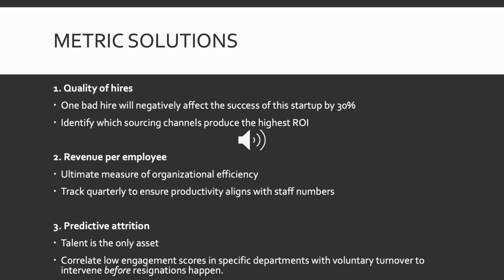Third, we must predict attrition. So our talent is our only asset. If we lose a lead developer or performer, this could cost the company months in production. We must correlate low engagement scores in specific departments with voluntary turnover to intervene before resignation happens.